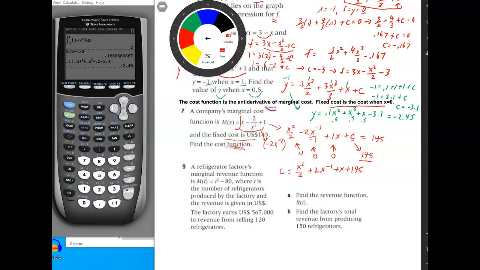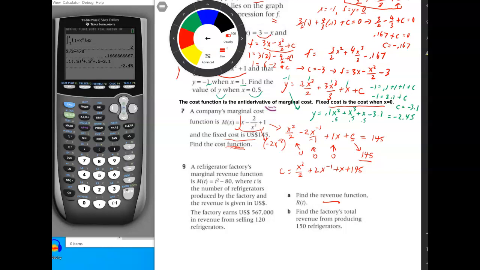Remember, the marginal cost function is the derivative of the cost function. For marginal revenue, that is the derivative of the revenue function. So if we want to find the revenue function from the marginal revenue function, we will take the antiderivative, because the marginal revenue is the derivative of the revenue, right? So the revenue is the antiderivative of the marginal revenue.